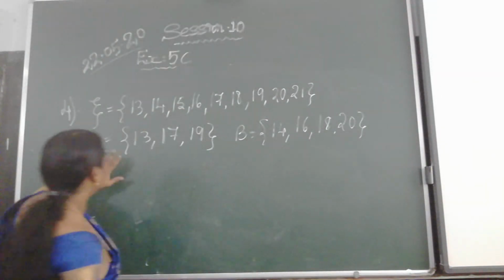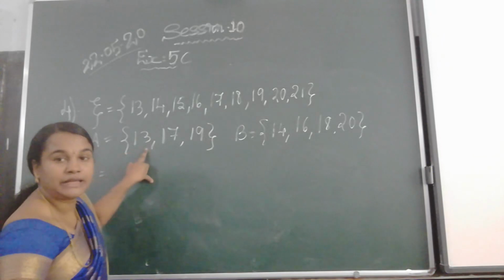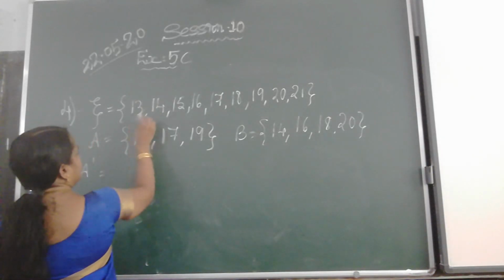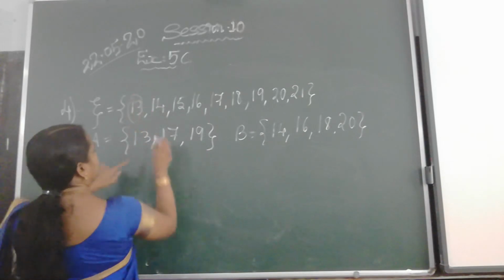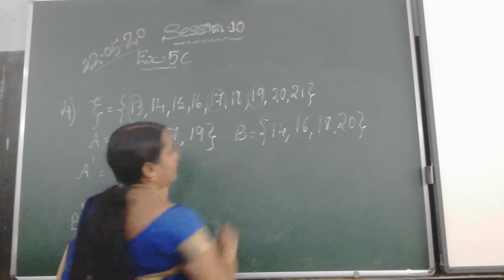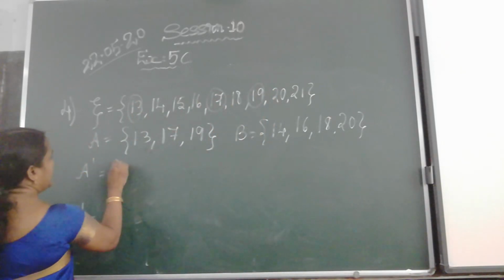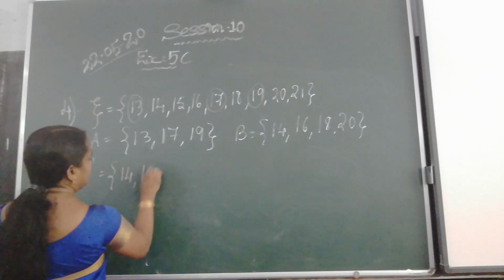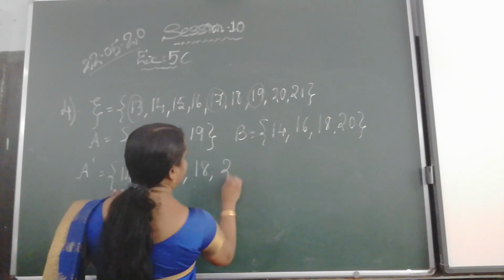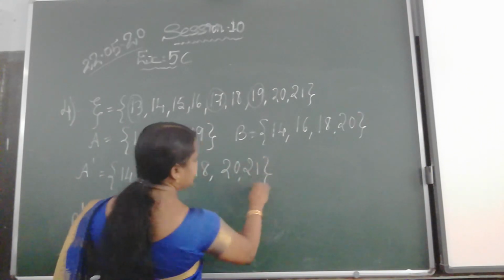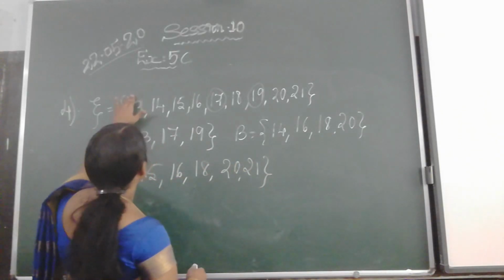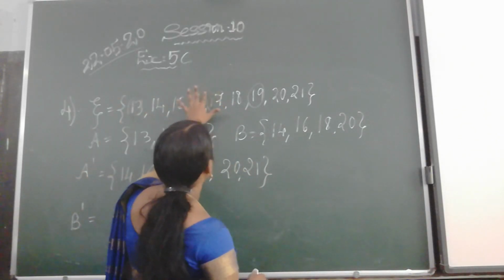Now for A complement, we have to compare the universal set and A. Whatever is there in A we will cut: 13, then 17 and 19. All the left part we have to write. The left part is 14, 15, 16, 18, 20 and 21. This is A complement.